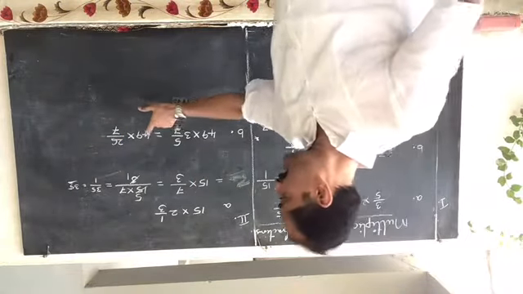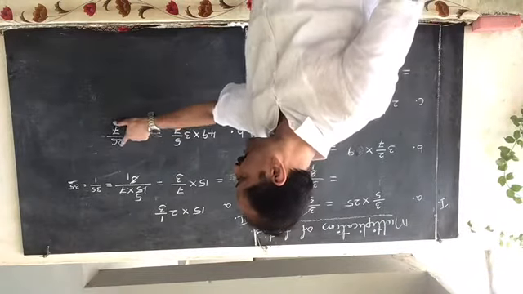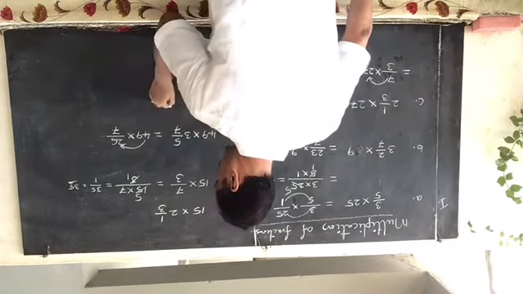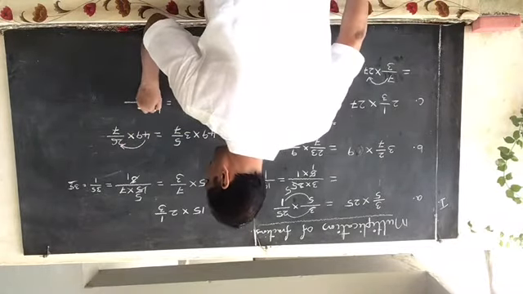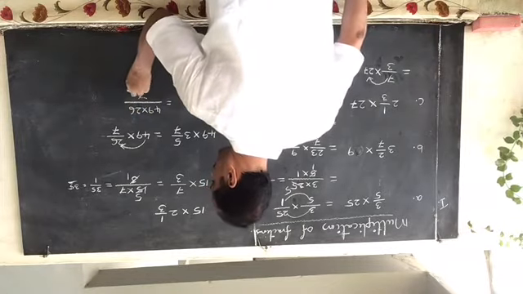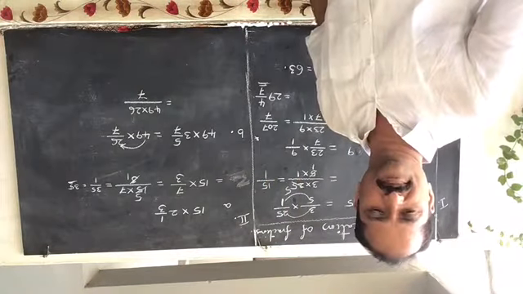Now multiplication of a whole number with a fraction. Just multiply the whole number with the numerator of the fraction and write this down as the numerator. 49 into 26 divided by 7, as it is. Okay? This is very simple.